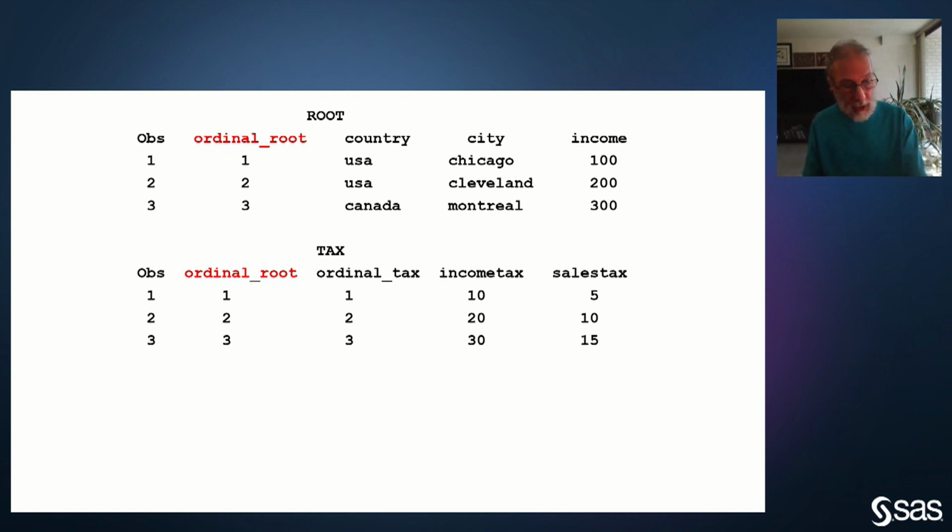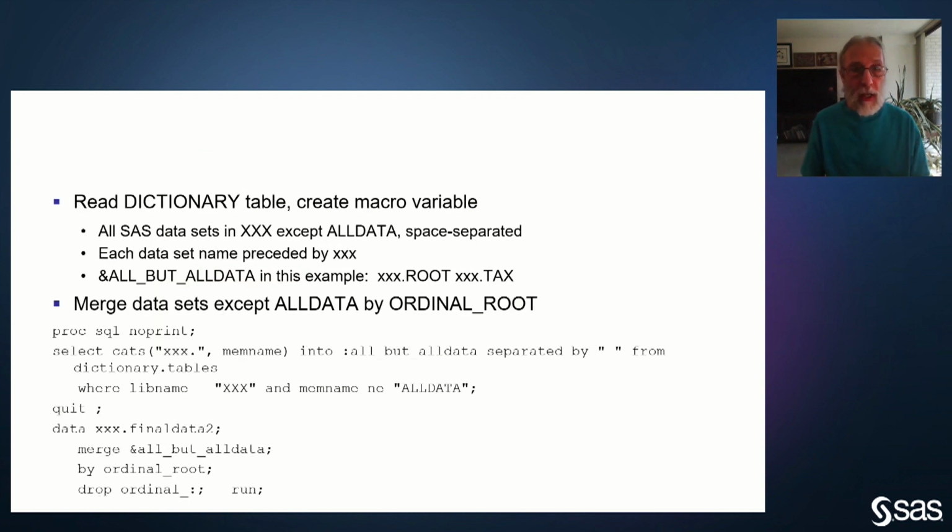But I want to generalize this. So I could just do a merge of root and tax, but to make this more generalized, what I'm going to do instead is merge all data sets in that library except all data. That's, by the way, part of the reason I did the PROC DATASETS with delete, to clean out anything that might have been there before so I know exactly what's in there.